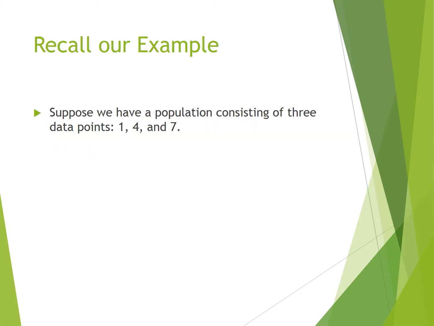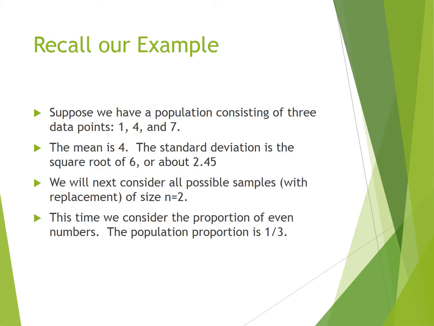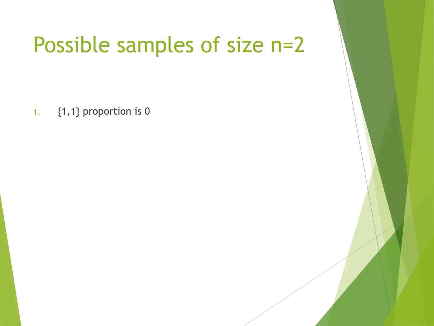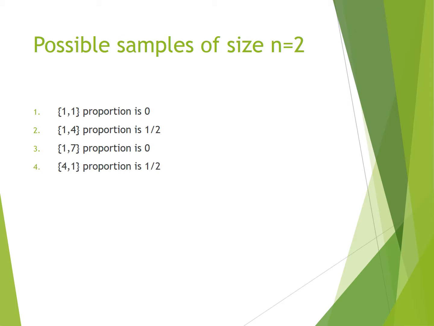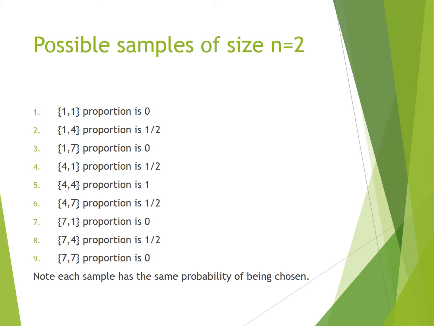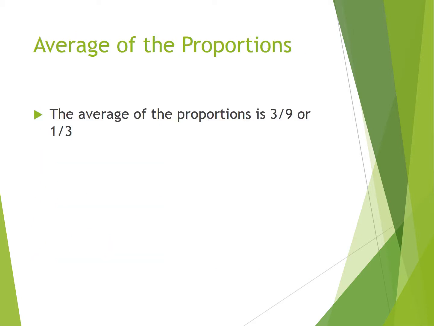We can do the proportions, but this time we still have our 1, 4, and 7, and we're going to look at even numbers. Between the 1 and the 4, the 4 is an even number, so 1 out of 2 is even. For 1 and 7, neither is even, and so forth. Now we add those numbers up and we get 3 out of 9, or 1/3.